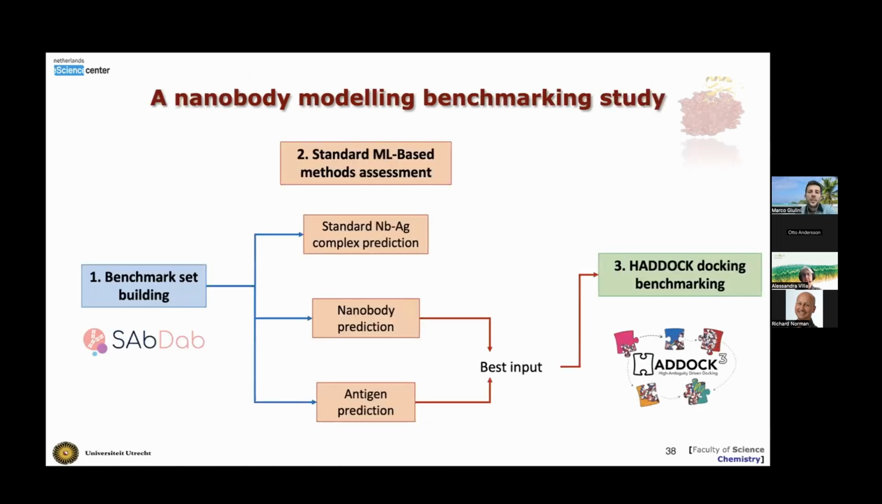And here, Miguel set up a nanobody modeling benchmarking study in which basically we benchmark different methods to predict the structure of an antibody. And of course, we also benchmarked the complex prediction with AlphaFold. And at the end, we used the predicted nanobodies and predicted or experimentally solved antigens to build an ad hoc benchmark. And an important thing about this benchmark set is that once again, we removed all the complexes that were redundant with a training set of AlphaFold and related methods. So only the most recent nanobody antigen complexes were considered.